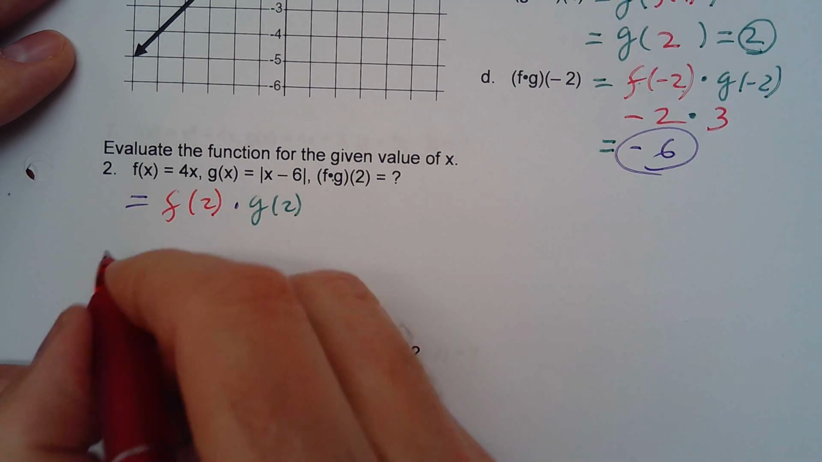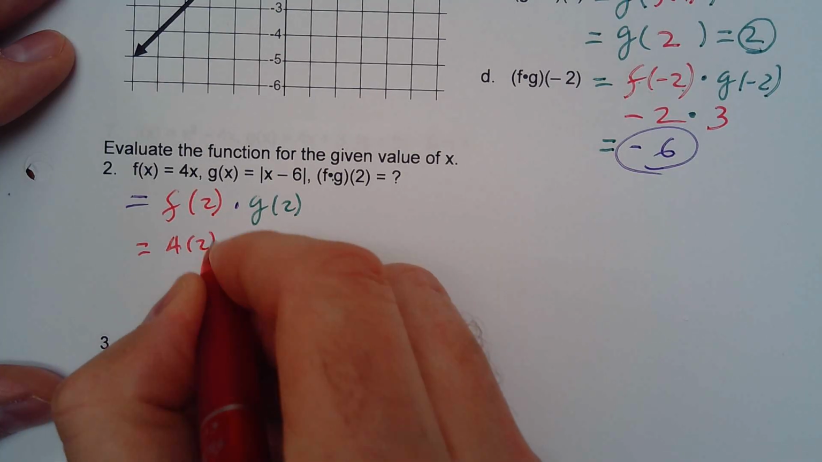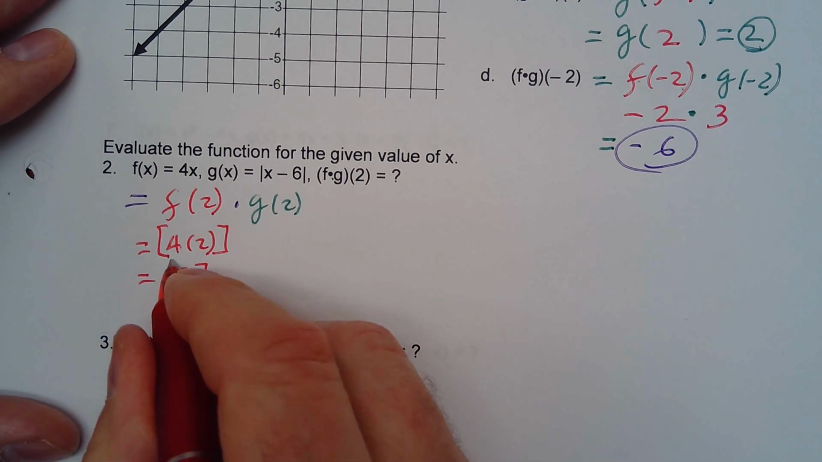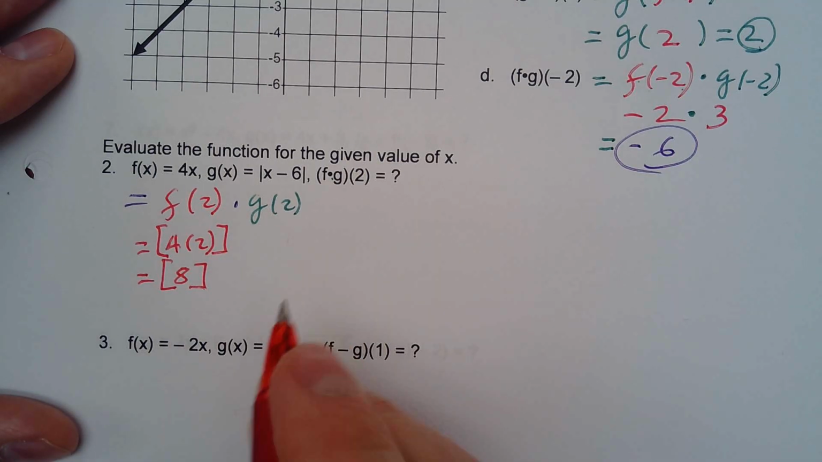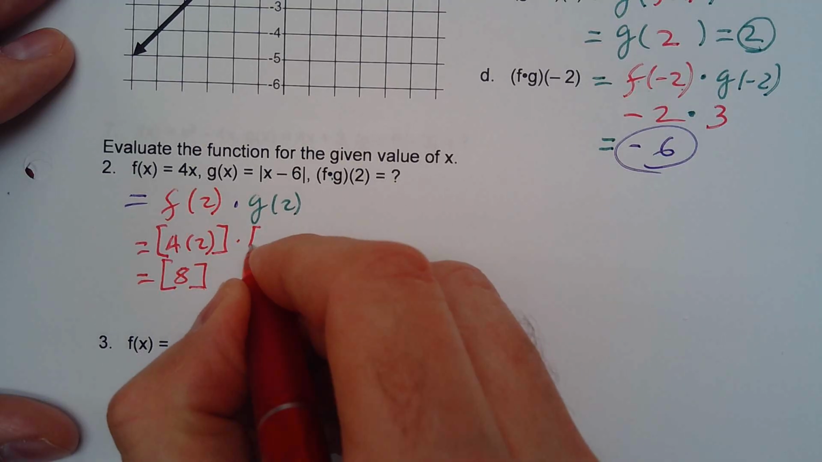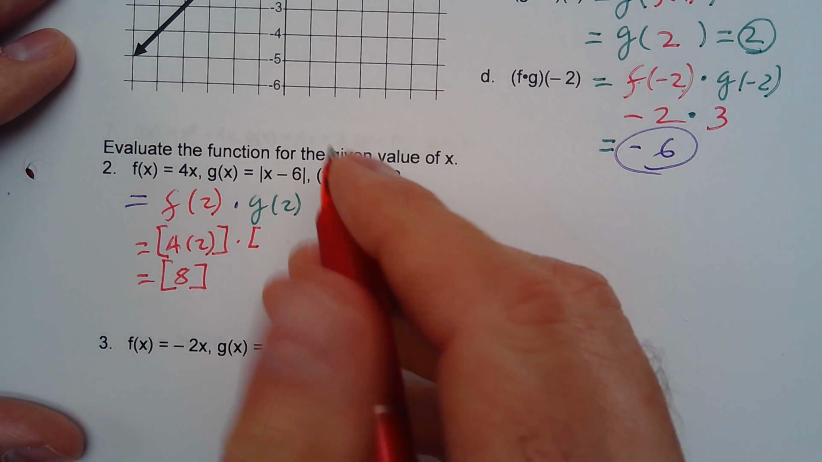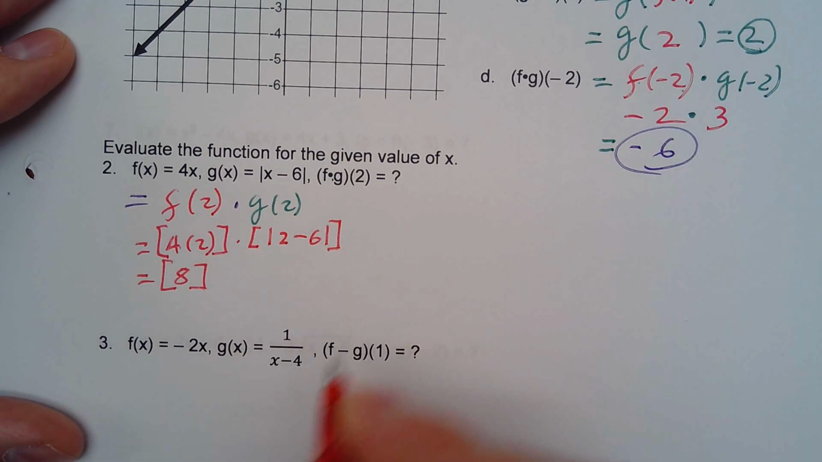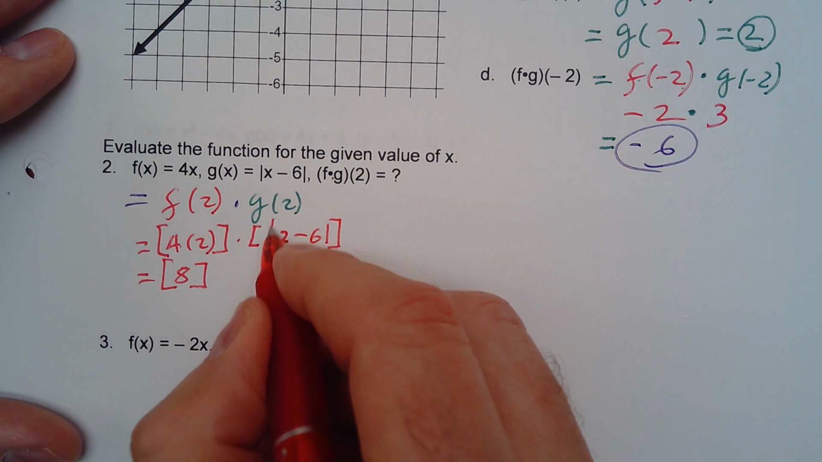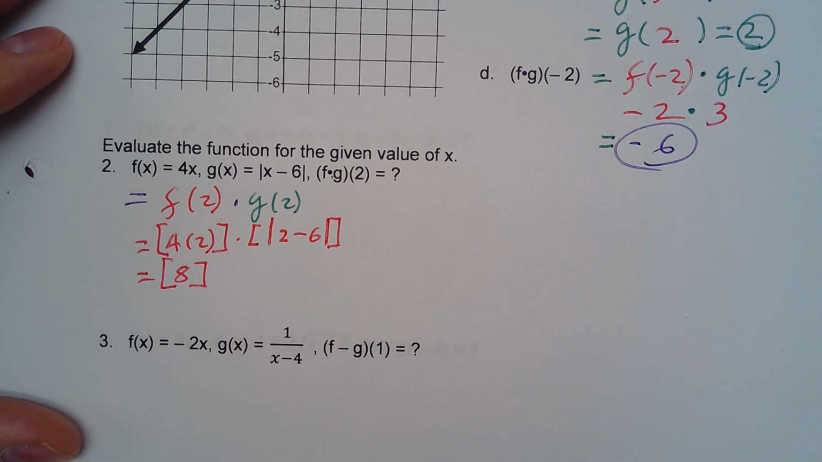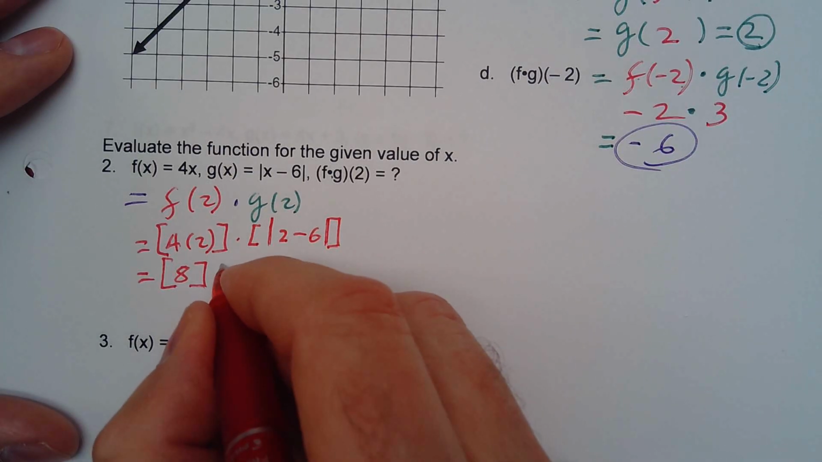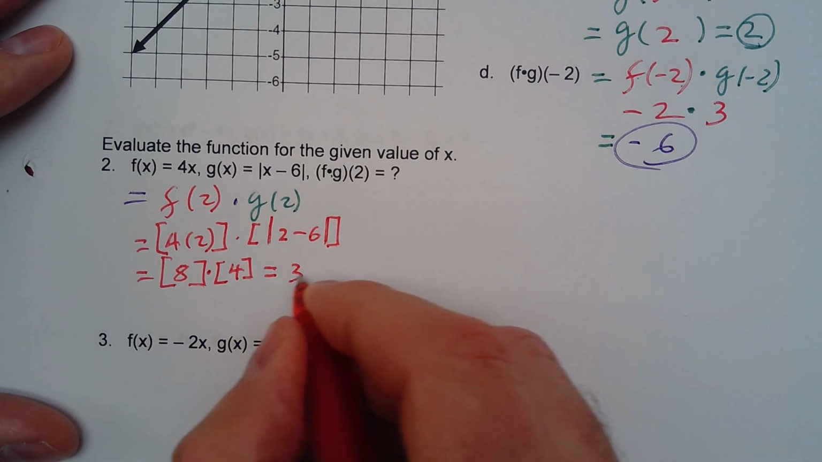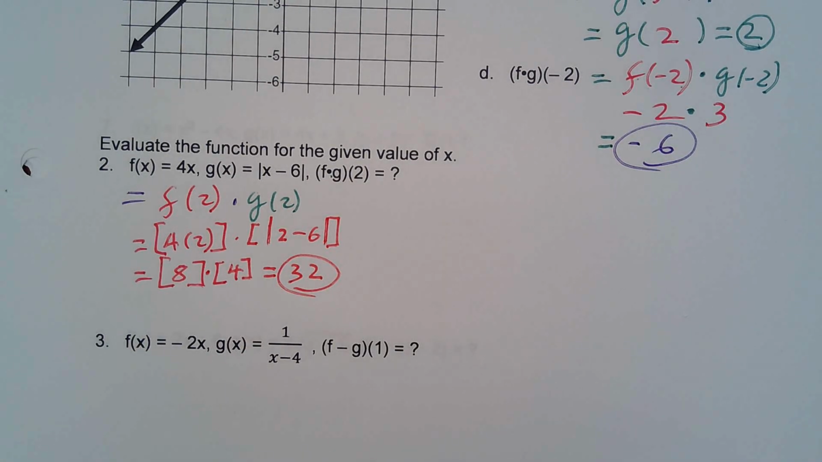So f of 2, what's 4 times 2? And that's going to be equal to 8. G of 2, this would be 2 minus 6. And remember, this is in absolute values. 2 minus 6 is -4, but remember, I'm taking the absolute value of -4, so that becomes a positive 4. And then we're multiplying these two answers together. That gives us 32.